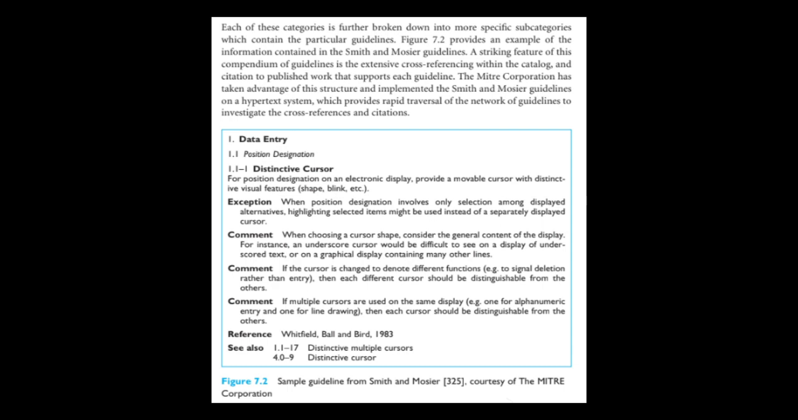A striking feature of this compendium of guidelines is the extensive cross-referencing within the catalog and citation to published work that supports each guideline. The Mitre Corporation has taken advantage of this structure and implemented the Smith and Mosier guidelines on a hypertext system, which provides rapid traversal of the network of guidelines to investigate the cross-references and citations. Shown here in figure 7.2 are sample guidelines from Smith and Mosier, courtesy of the Mitre Corporation.